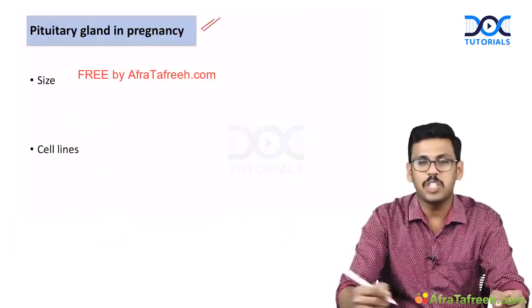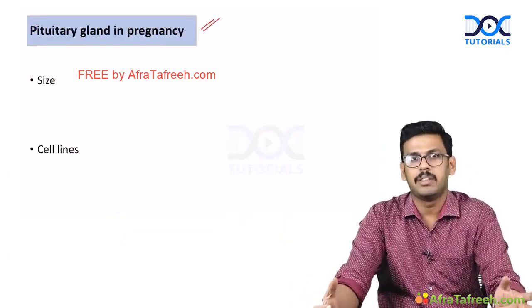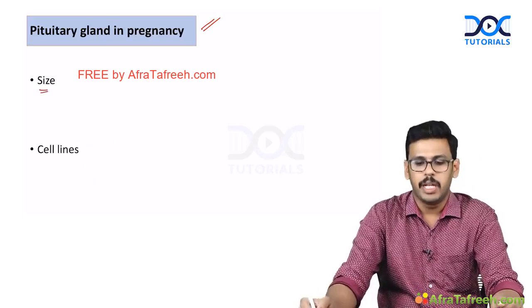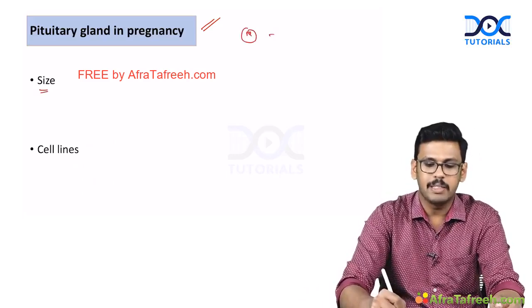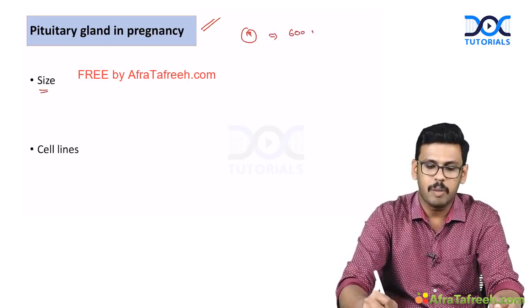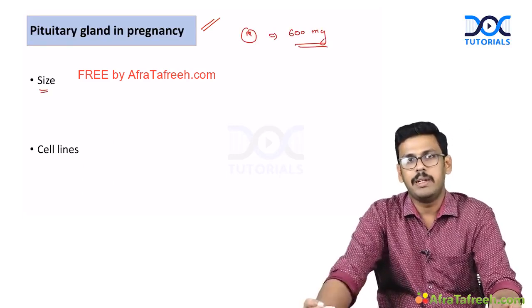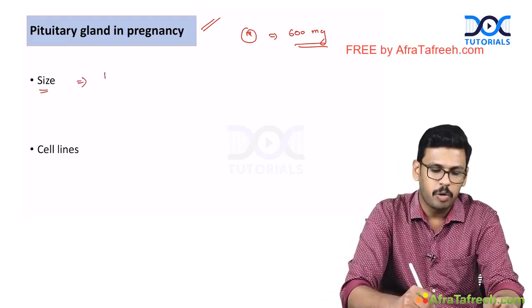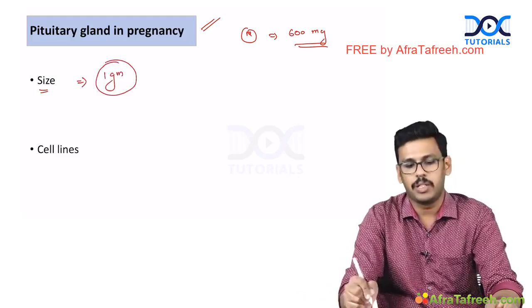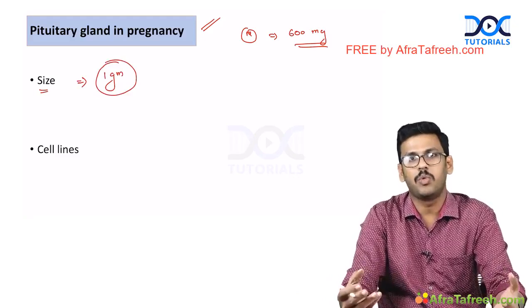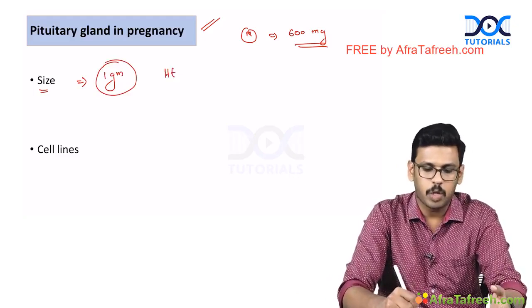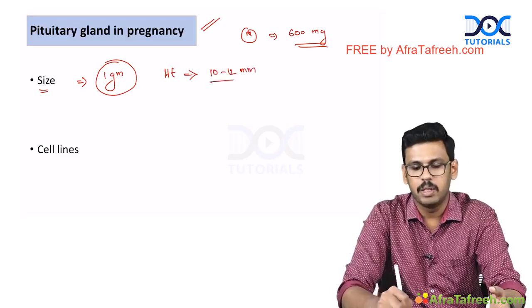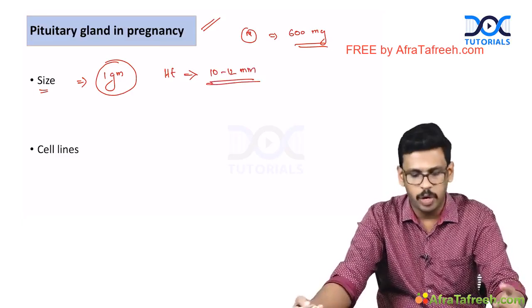Now, the changes occurring to individual glands in the mother during pregnancy. First, we'll deal with the pituitary gland. You know that the normal pituitary gland weight is around 600 milligrams, and during pregnancy there is an increase in weight of the pituitary gland. It increases to around 1 gram. And as per Elster's rule, the height of the pituitary gland also increases to around 10 to 12 millimeters.